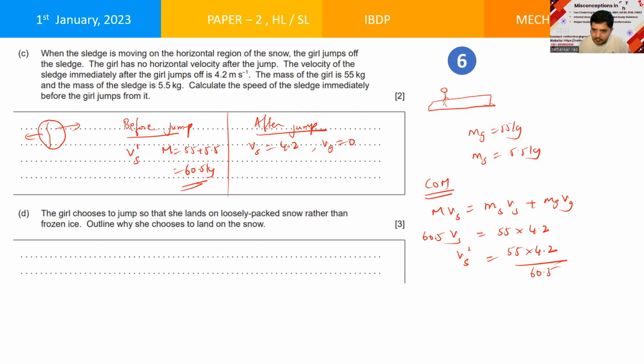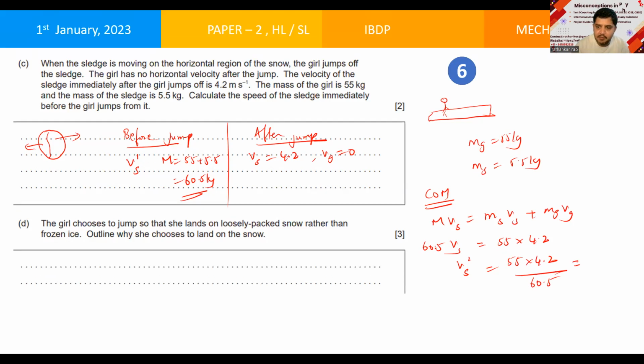Okay, so let us calculate what this value is. 55 times 4.2 divided by 60.5. So I get this as 3.81.